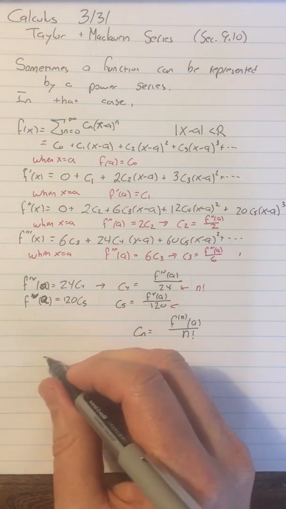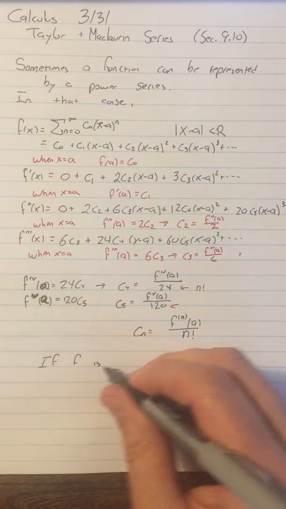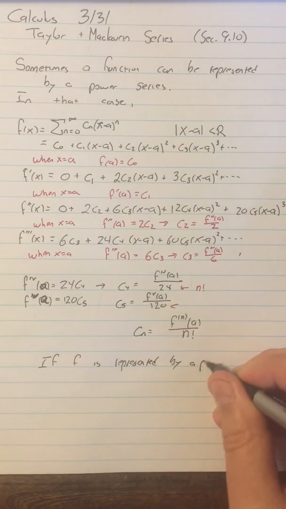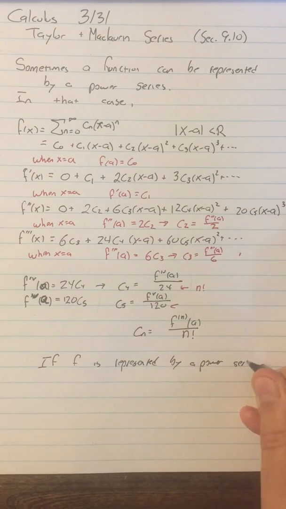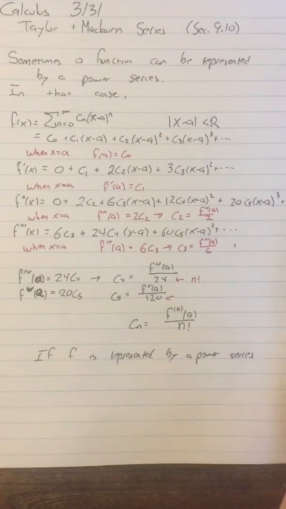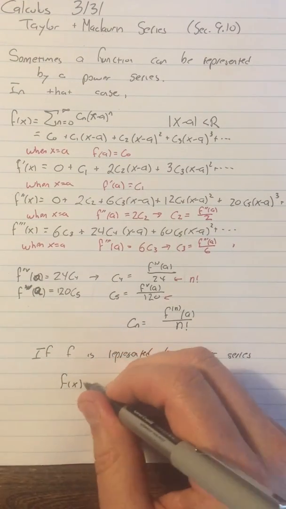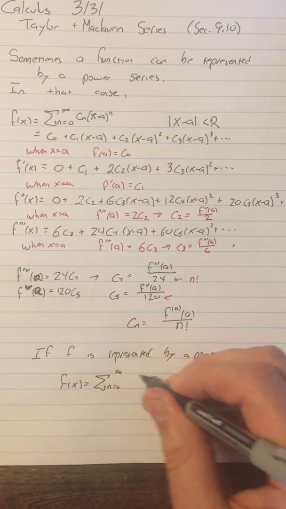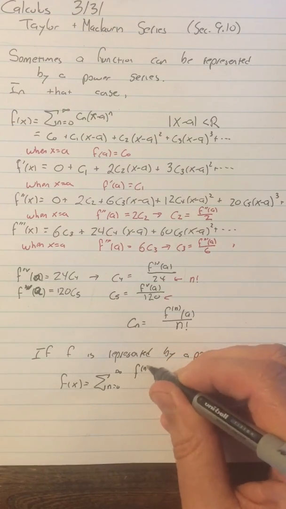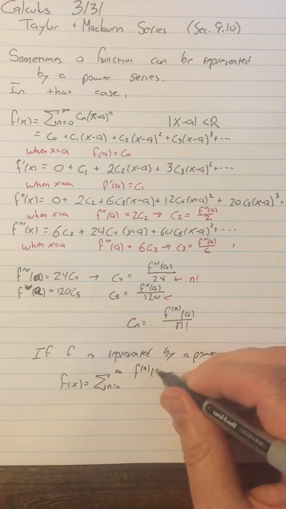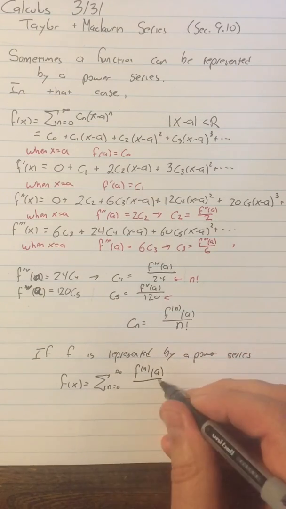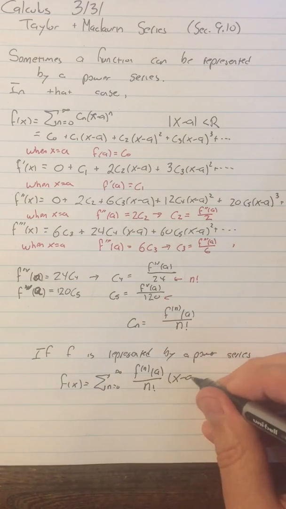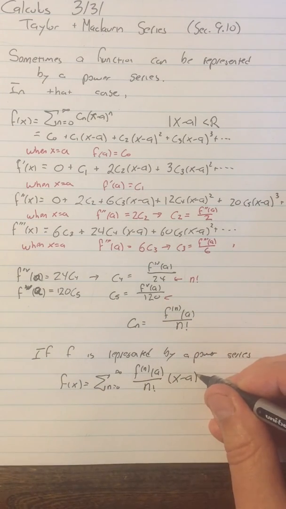So if the series converges, if f is represented by a power series, then we know what that series has to be. f of x equals the sum from n equals 0 to infinity of the nth derivative of f evaluated at a over n factorial. And remembering that these were just the coefficients, there's a term (x minus a) to the nth power.